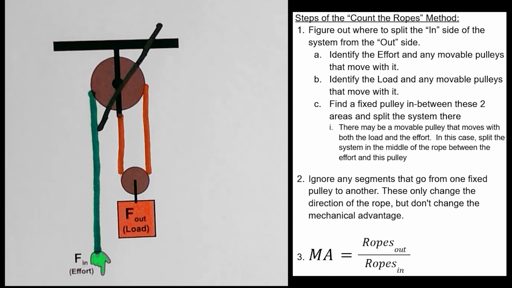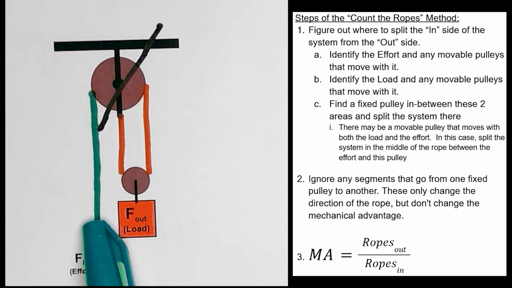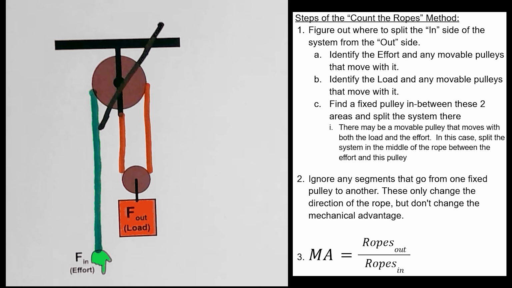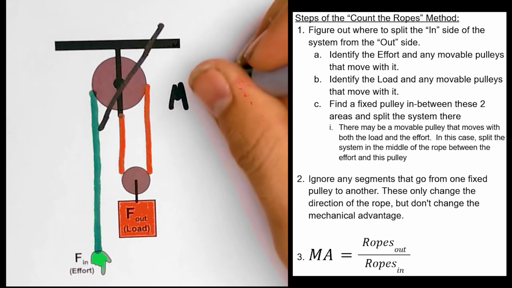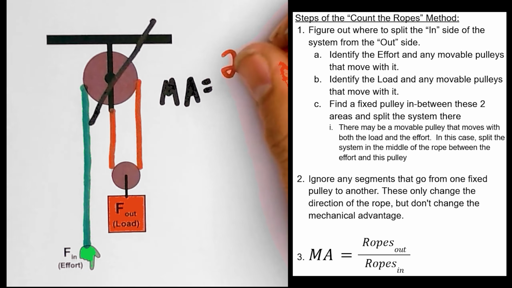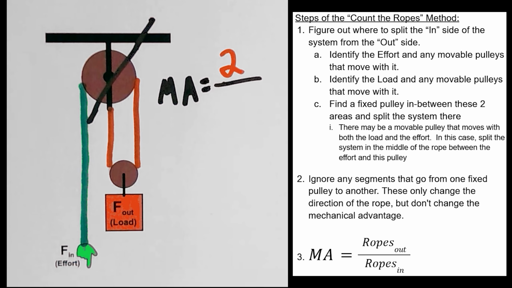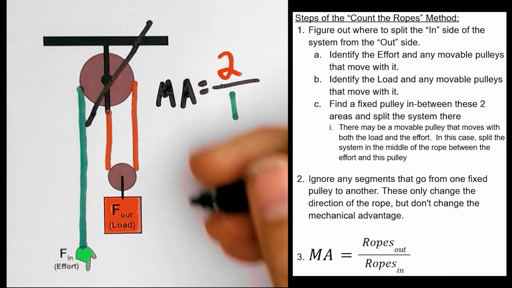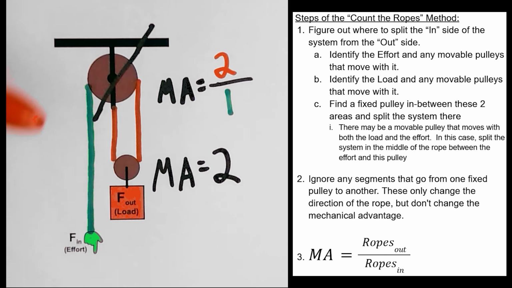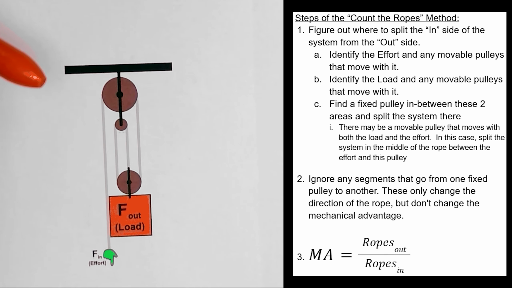Okay, so we've got our ropes in and our ropes out. Mechanical advantage is just out over in. So we've got mechanical advantage equals out, which is 1, 2, over in, which is just 1. So in the end, we have a mechanical advantage of 2 for this one. All right, so let's ignore that one now and look at this next one.